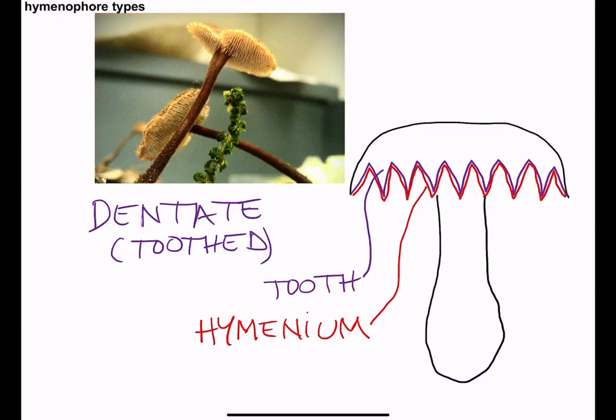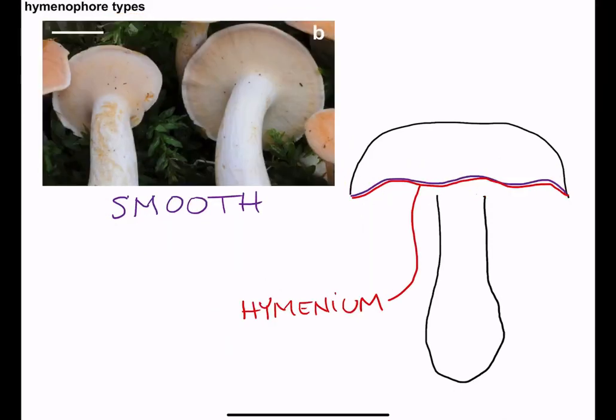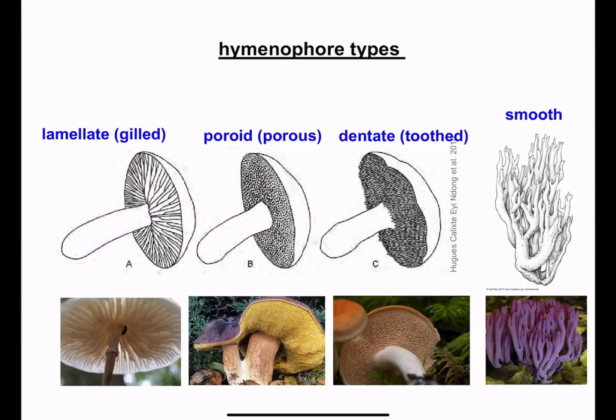Okay, the third major type of hymenophore you'll see is the dentate hymenophore. This is when they're more or less toothed, sort of pointy underneath, and the hymenium, again, is just lining all of those teeth. The last type is smooth, and this is where you just have an entirely smooth hymenophore, no other texture. Now, here's a little summary slide showing a few more examples of the gilled, the poroid, the dentate, and the smooth hymenophore types. So that's how the hymenium layer is arranged.